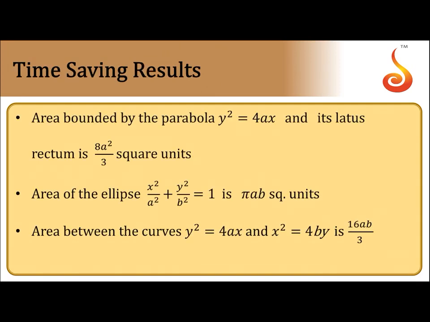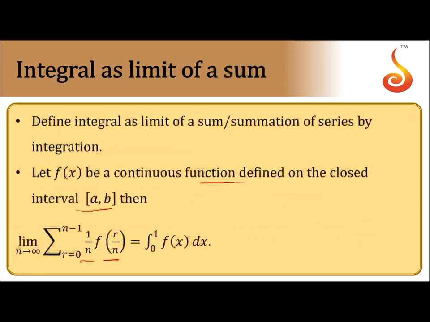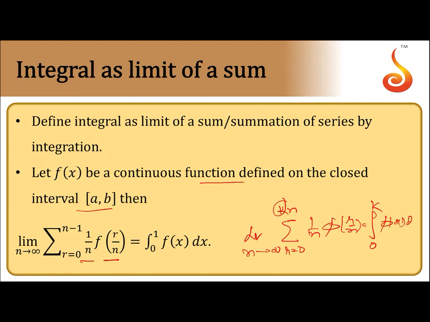And there are certain variations of the same formula. If you have limit n tends to infinity, sigma r running from 0 to kn, 1 by n, f of r by n, it can be replaced by integral 0 to k, whatever the multiple of n, with r by n replaced by x and 1 by n replaced by dx. This is how we define the function here.